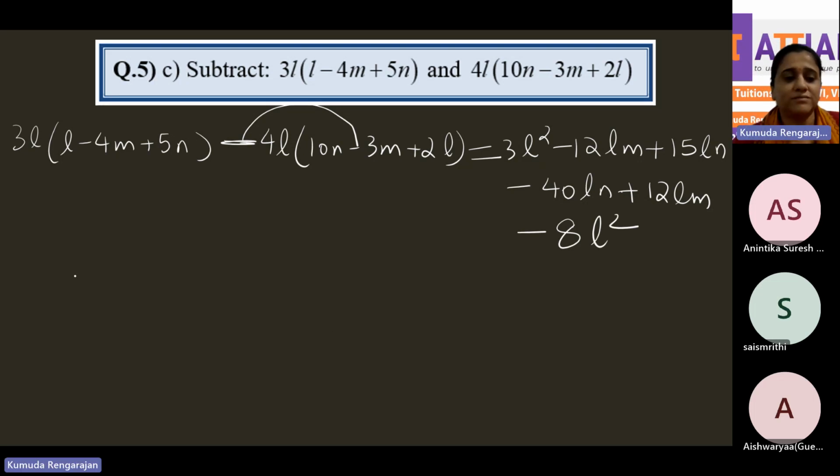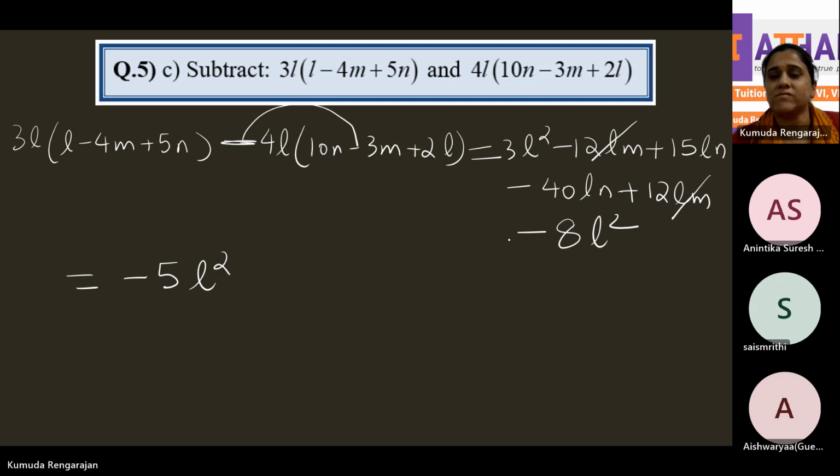Are there like terms? Yeah. 3L square minus 8L square. What's the answer? 3L square minus 5L square. Minus 12LM plus 12LM, 0. So you can cancel that. Then plus 15LN minus 40LN. Minus 25. Minus 25 LN.